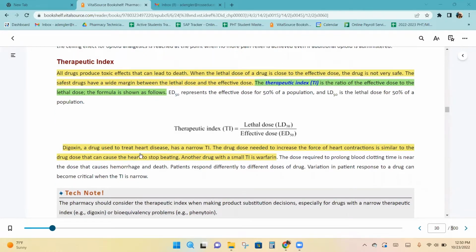Digoxin, a drug used to treat heart disease, has a narrow therapeutic index. The drug dose needed to increase the force of heart contractions is similar to the drug dose that can cause the heart to stop beating. Another drug with a small therapeutic index is warfarin.